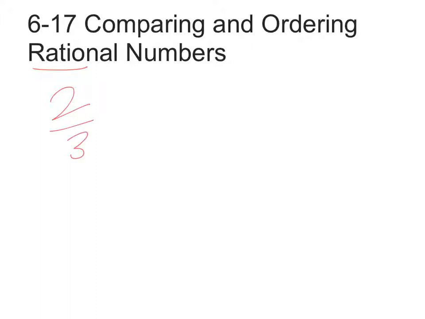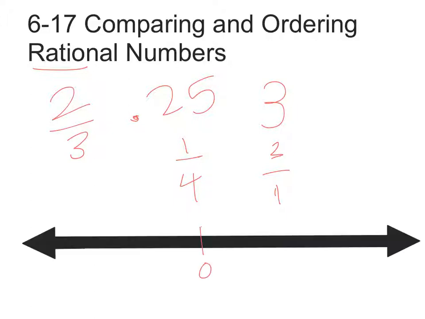2/3, 0.25, plain old number 3, these can all be put into a ratio, right? So a rational number is something that can be put into a ratio. Also, let's review number lines. Remember that the bigger the number, the farther right on the number line. And the smaller the number, the farther left on the number line.